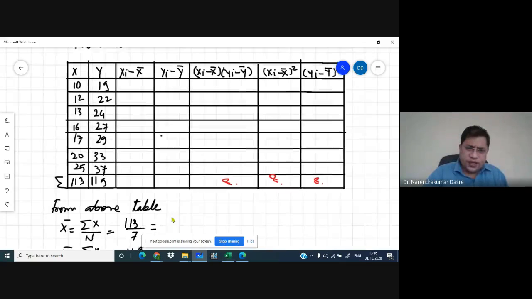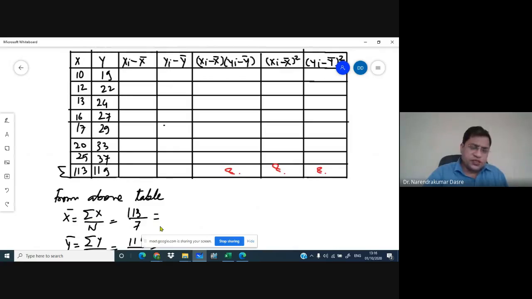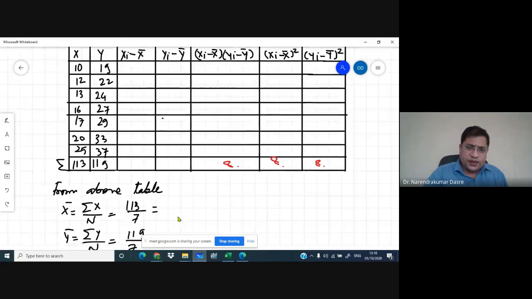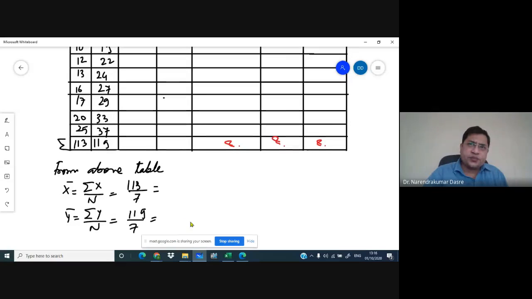Okay, so go with more accuracy. I'll suggest you go with 16.142, and then here you'll be having 27.28 and something more. Use some more digits so your answer will be more accurate. I want you to complete the table. So please complete this table.